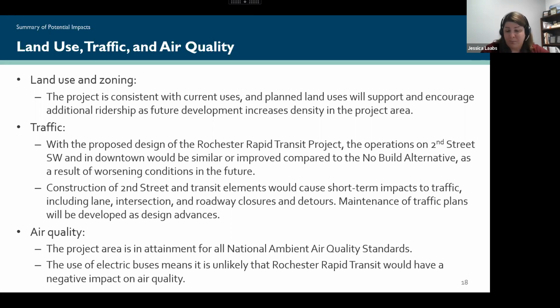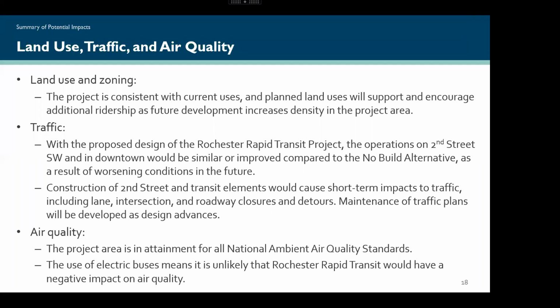There will be short-term impacts to traffic with construction of bus rapid transit. That would include standard lane and intersection closures and detours. And as design advances, a maintenance of traffic plan, so a specific plan for how traffic will be handled during construction, will be prepared.